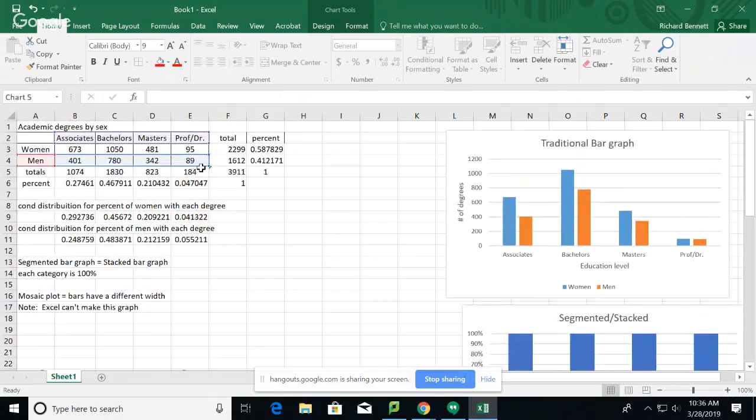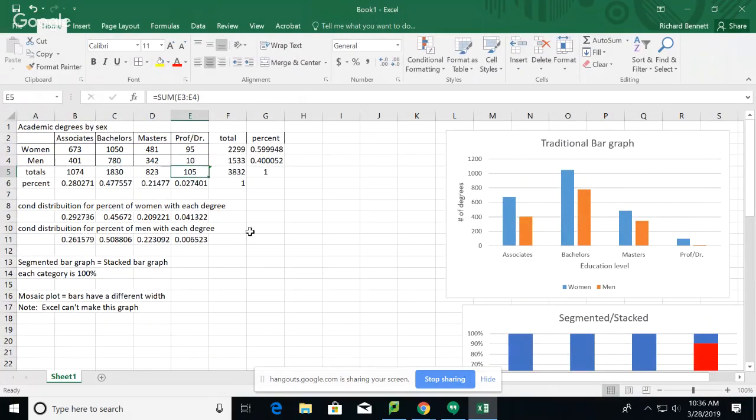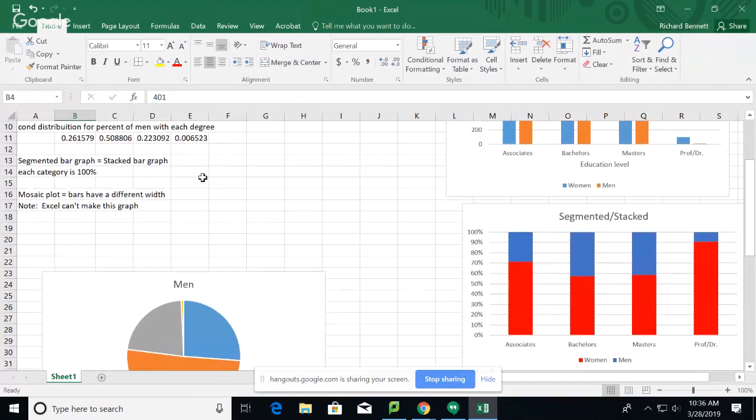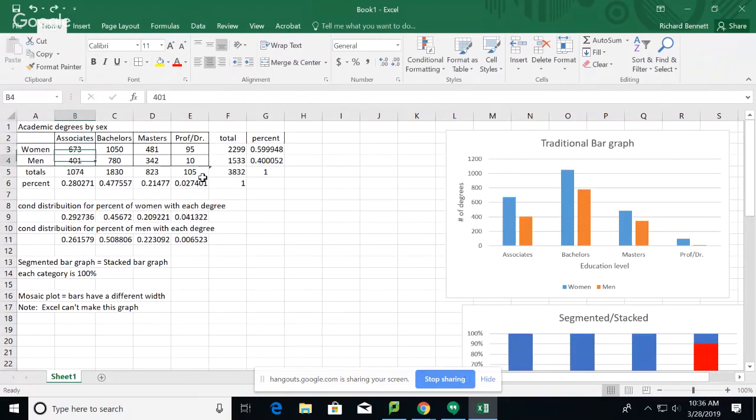Like I said, let's pretend that the men were 10 here, and let's pretend that we're going to boost up the women to be 1,000. Oh no, we don't want to boost the women here. We're going to boost the men to be 1,000.